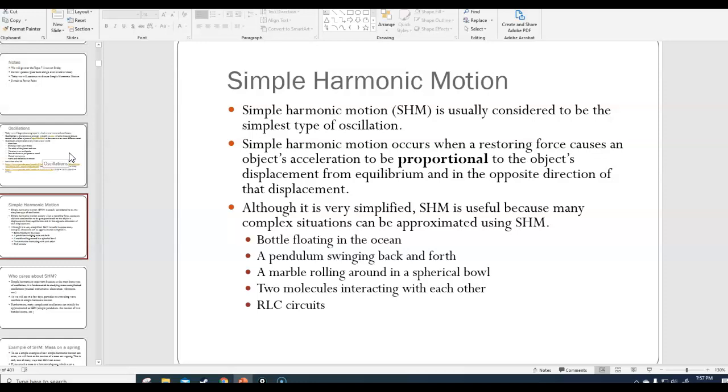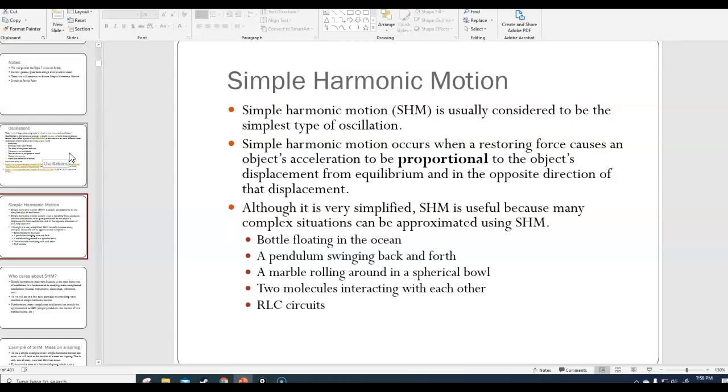Now, the reason we talk about simple harmonic motion, even though it's not super realistic, is because like most things we learn about in physics, we start with the more basic type of motion, and then we can talk about more complicated types of motion later on. Simple harmonic motion can actually be used to approximate many more complicated situations. Anything from a bottle floating in the ocean, bobbing up and down, to a pendulum on a grandfather clock swinging back and forth. If you imagine dropping a marble in a spherical bowl and having it roll back and forth, or even something more complicated like two molecules interacting with each other.